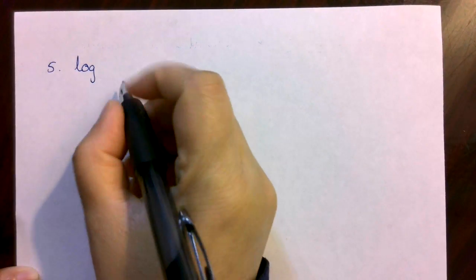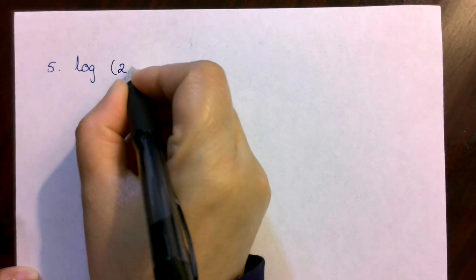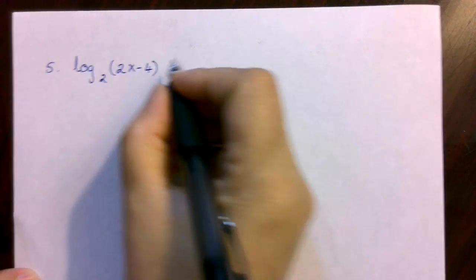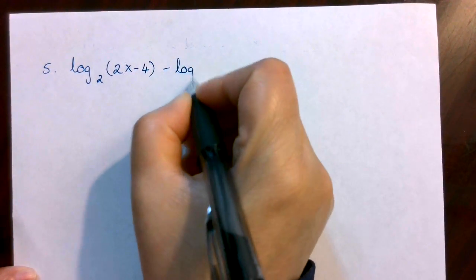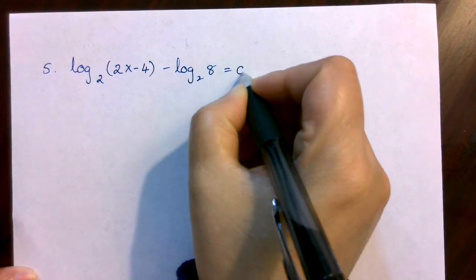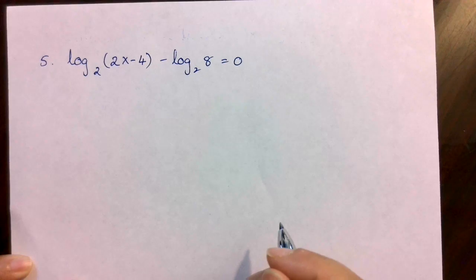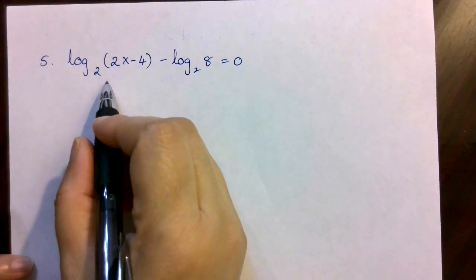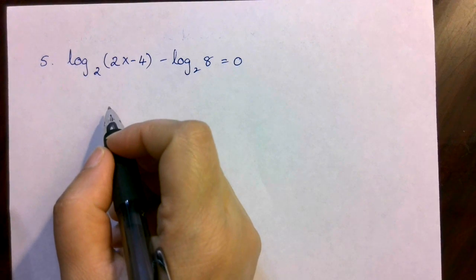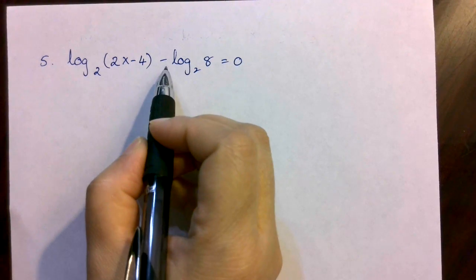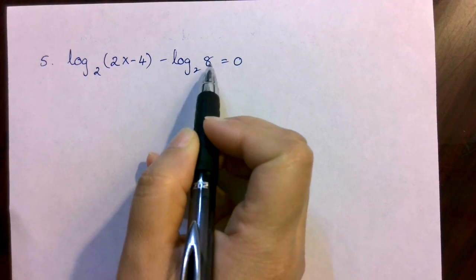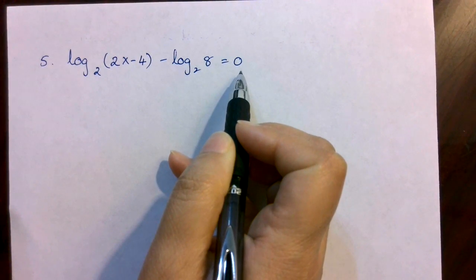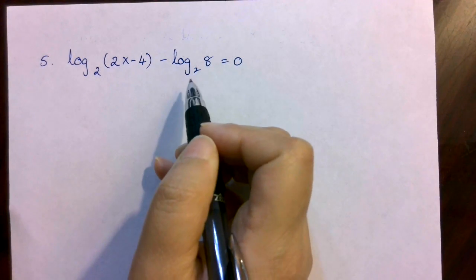Let's say you have, this is my fifth problem, log base 2 of 2x minus 4 minus log base 2 of 8 equals 0. Now I see that both the logs have the same base, and I have a minus sign here. So if I add log base 2 of 8 on both sides, I'll have log on both sides, then it becomes easier for us to solve.